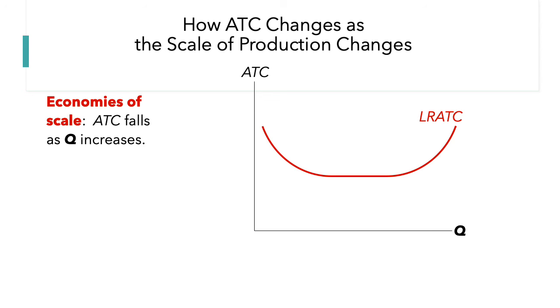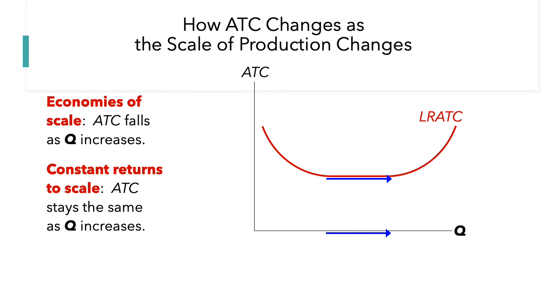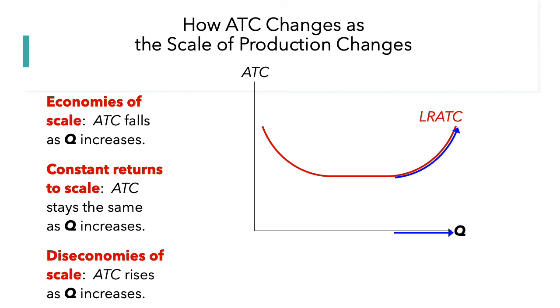There comes a point in the factory's life where now you have constant returns to scale, which means the ATC is basically staying the same as output increases. When you go to producing a very large number of output, you can start to experience diseconomies of scale, which is as ATC starts to rise as Q increases. Some firms actually never experience diseconomies of scale, and those are the types of firms we call natural monopolies that we'll discuss in lecture 13.